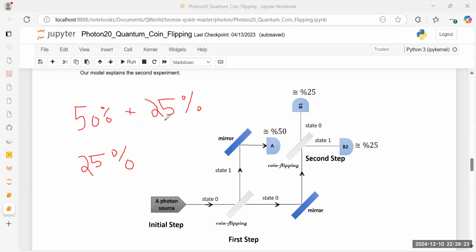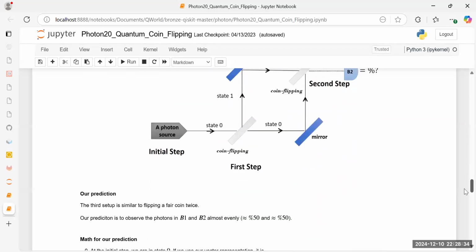So our final values are 75% and 25%. So the probability that it lands on tail is 75%, and the probability that it lands on head is 25%.